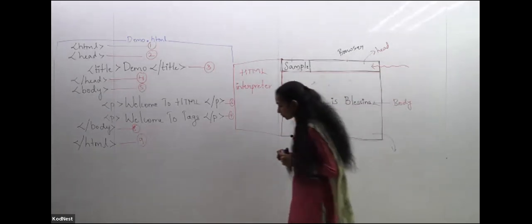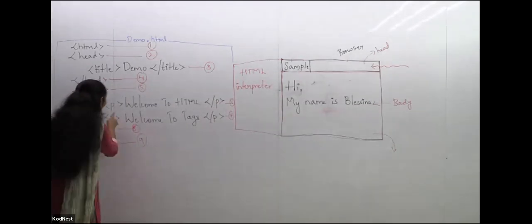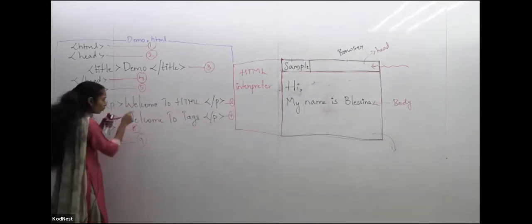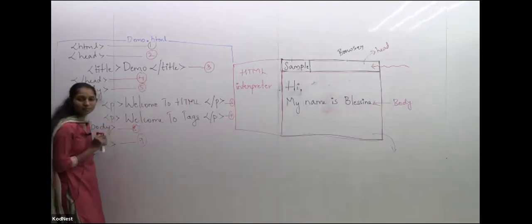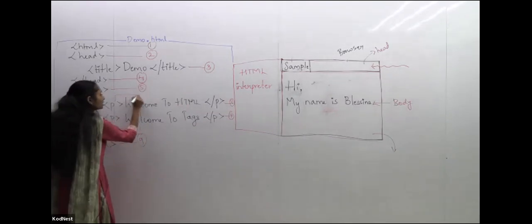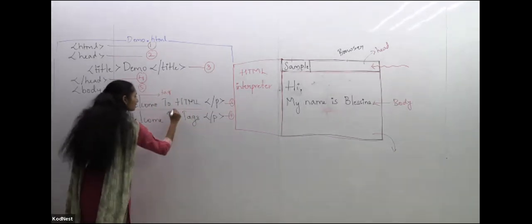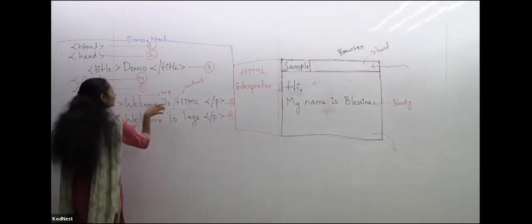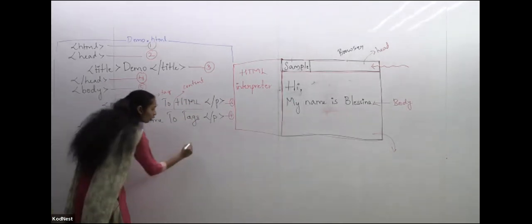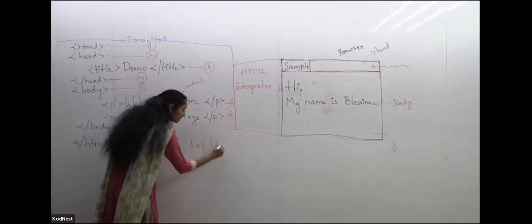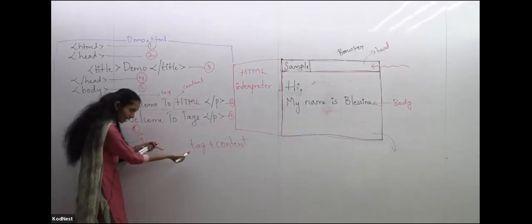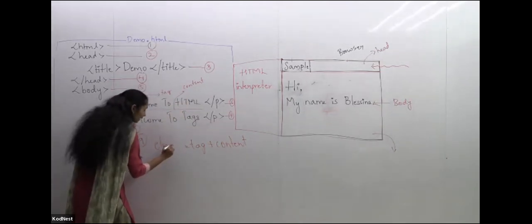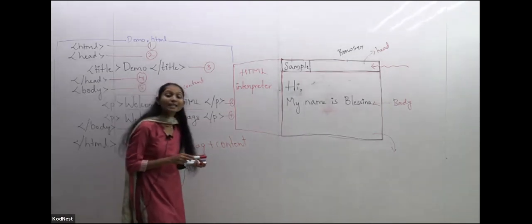Now if you see here, there is something called tags. Basically, what is this? This is a tag. What is this? This is a content. Correct? What is this? This is a tag. What is this? This is a content. Correct? Inside the tag, I have given one content. So this tag plus this content together, this entire thing technically we will call an element.